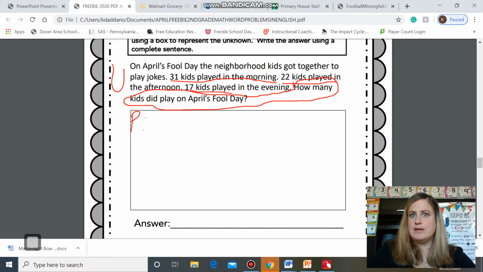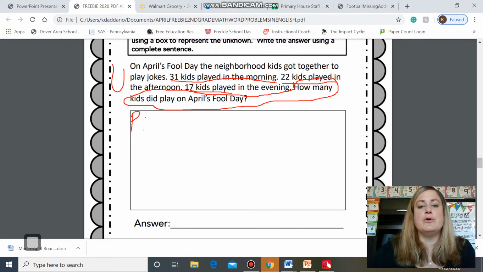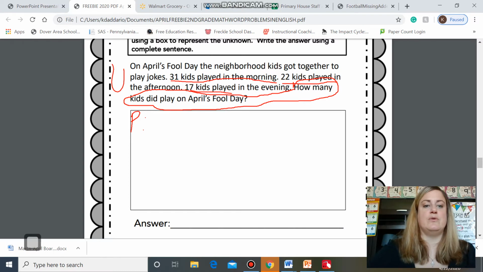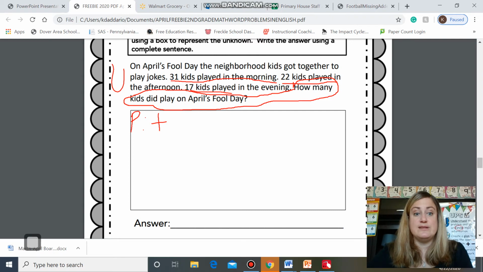So what do you think the plan would be? So think about it for a minute. Is it taking things away or are we putting things together? Most likely what the question is asking is we're putting the amounts of kids together because they want to know how many kids played on the day, and it tells us how many kids played in each part of the day. So we are going to add. So our plan is to use addition.